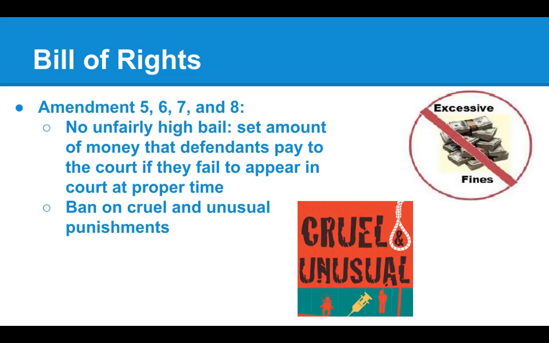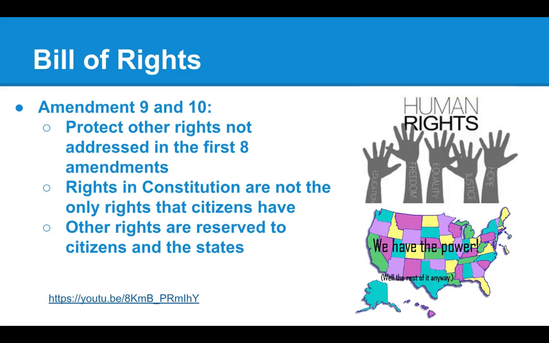Other things that are protected under these amendments: no unfairly high bail. That's the amount of money that defendants pay to the court if they fail to appear in court at the proper time. So if you commit a crime, your bail can't be set to like $500 million. They can't do that because it's unfair, too high. And there's a ban on cruel and unusual punishments, meaning if you stole a candy bar, they can't say we're going to hang you over a pit of piranhas and let them slowly eat away at your feet. That would be cruel and unusual, so you can't have that happen to you.